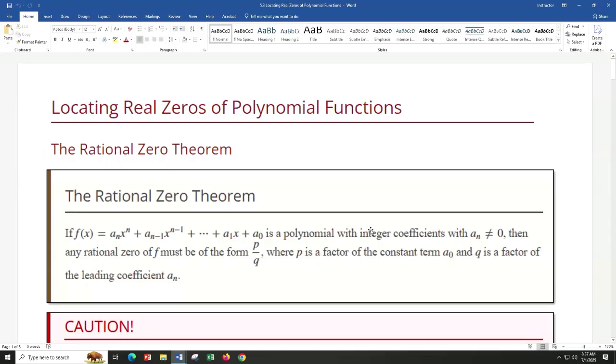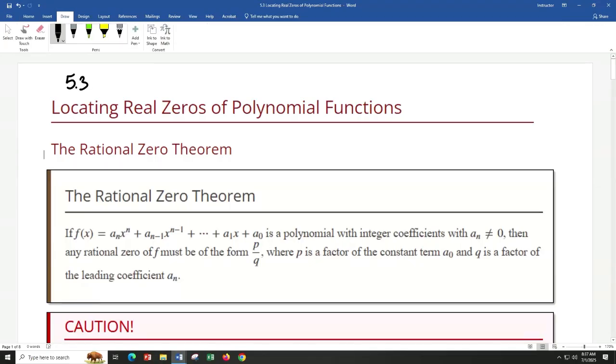5-3. I'm going to jump down to our real quick spot here. Like I said, I'm going to go through this rational zero theorem. Don't worry about it too much. Listen, like I said, it's an ugly definition. All it means is this, remember?